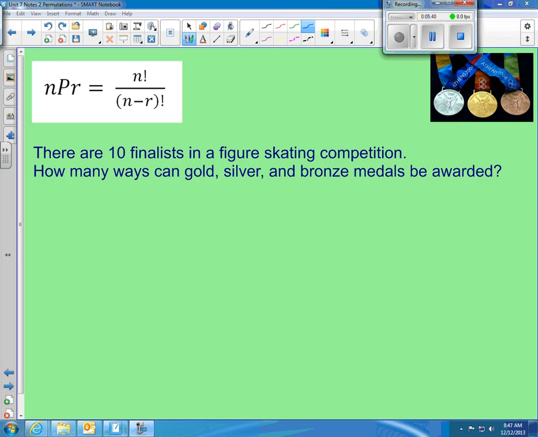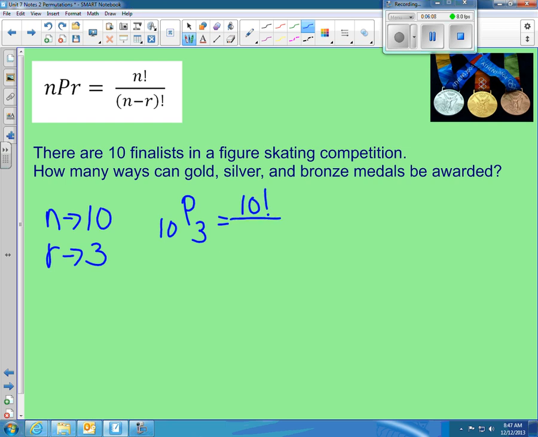All right, let's take a look here at this problem. It says there are 10 finalists in a figure skating competition. How many ways can gold, silver, and bronze medals be awarded? Well, gold, silver, and bronze, that's an order, so that's what makes this a permutation. So our n is 10 because we have 10 total, and we're choosing 3 out of that. So we'd write that 10P3. And let's plug that into our formula. 10 factorial over 10 minus 3 factorial. All right, so that's going to simplify to 10 factorial over 7 factorial.